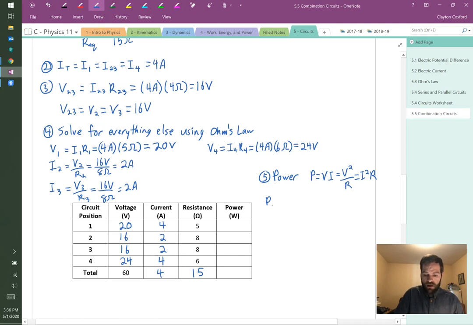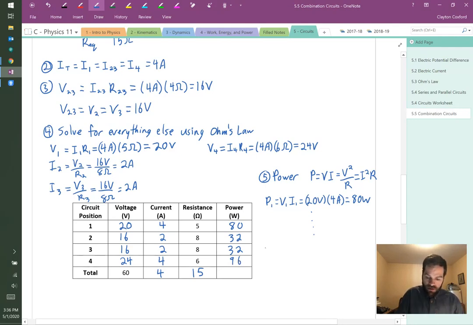We're going to see that the power consumed by the first resistor is the voltage drop across it times the current through it. It's 20 volts and 4 amps. It's 80 watts, saying that 80 joules of energy is being consumed by that resistor every second. 80 watts. You're going to keep doing all that. I'm not going to repeat this all the way through down to P4, and you're going to end up with 32 watts consumed by resistor 2, 32 watts also consumed by resistor 3, 96 watts consumed by resistor 4.